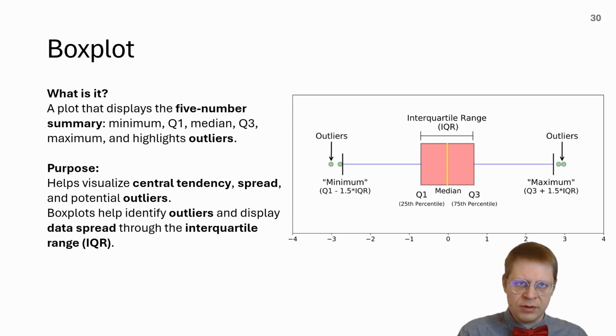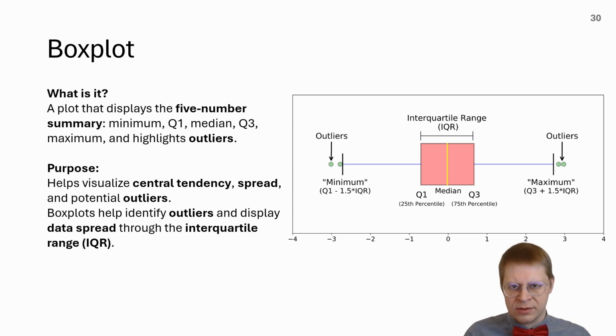A box plot is a powerful yet simple tool that displays the 5-number summary of the feature or of your data: the minimum, first quartile, median, third quartile, and maximum. What makes box plots particularly useful is their ability to highlight outliers, those data points that deviate significantly from the rest.